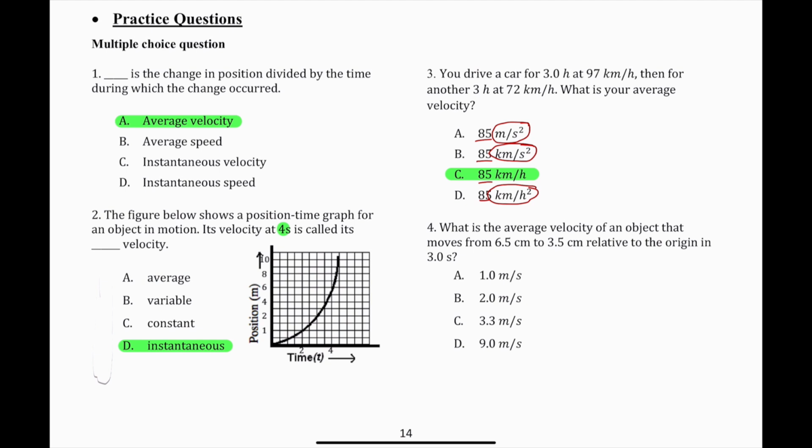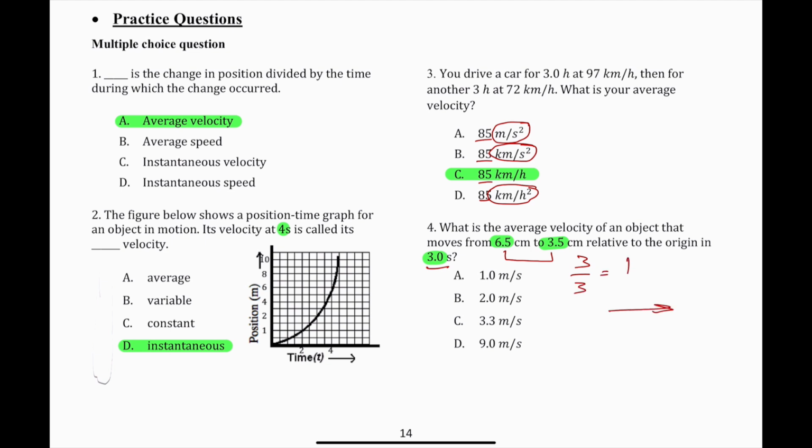4. What is the average velocity of an object that moves from 6.5 centimeters to 3.5 centimeters relative to the origin in 3 seconds? Here, to get the average velocity, we need to get the change in position and we divide it over the total time. So 6.5 minus 3.5, which is 3, over 3, so the answer is 1.